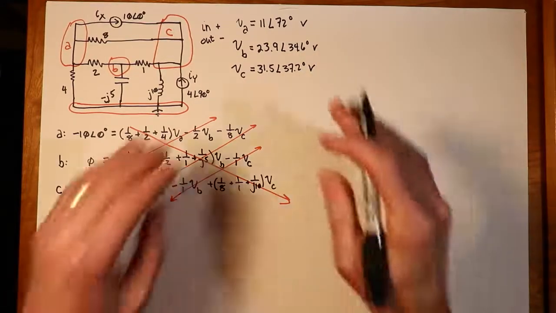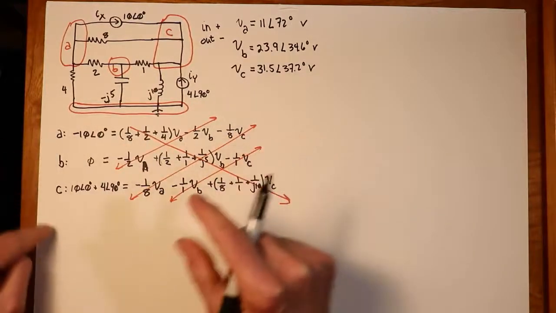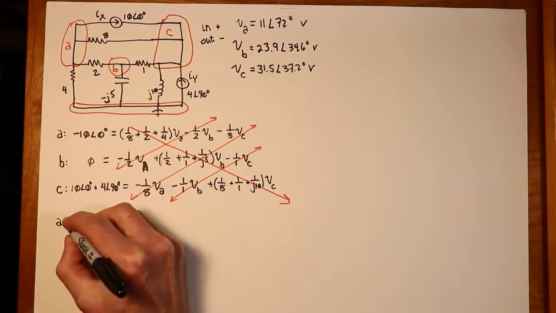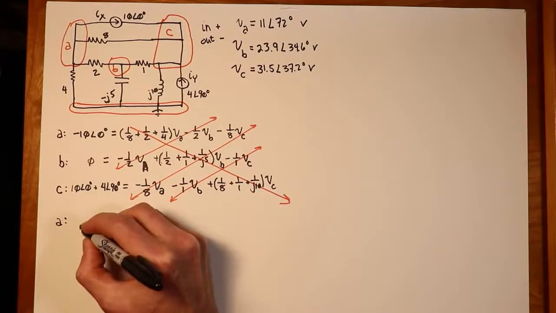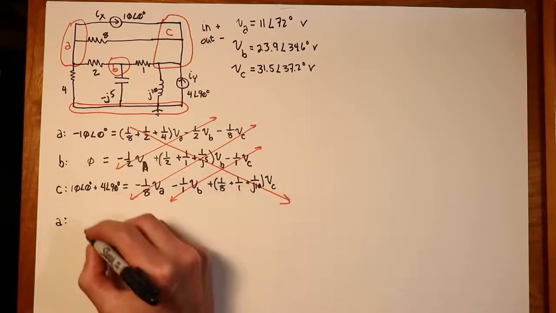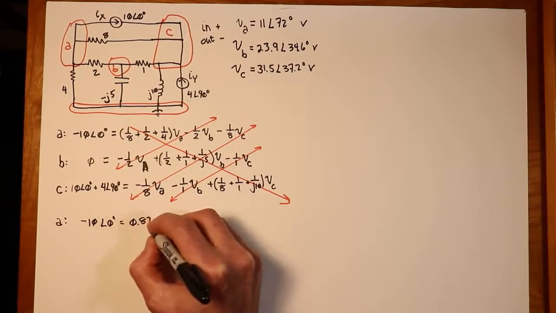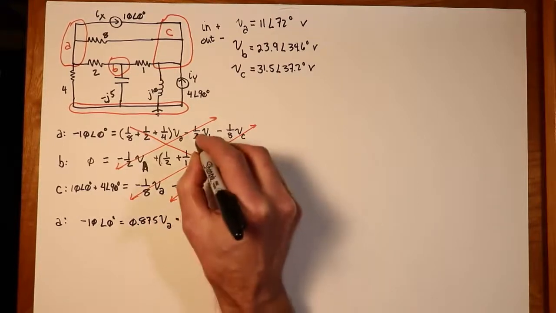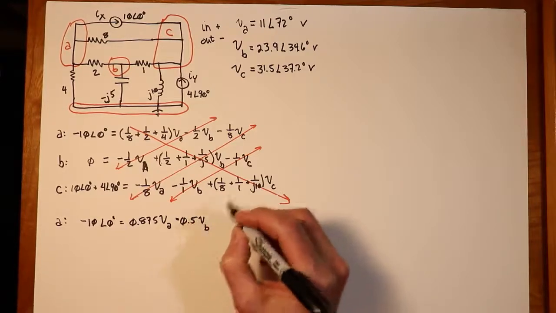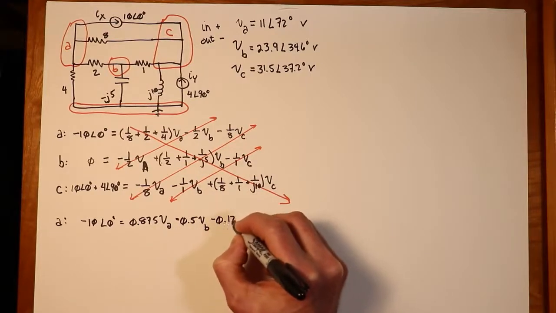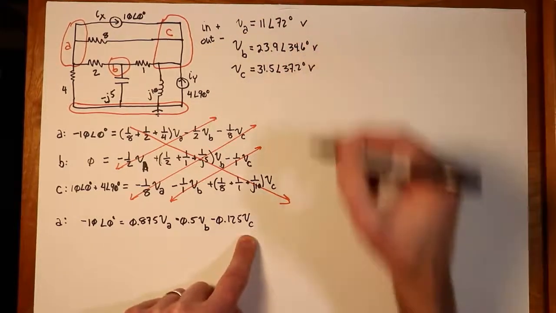All right, so how do we know those are correct? Now, what we could do is simply go back to the original equation. So if I take my equation A here, and we simplify the coefficients, right? The 1 eighth, 1 half, 1 quarter adds up to 0.875. So this is negative 10 at an angle of 0 equals 0.875 VA. And then we have a minus 0.5 for VB. And lastly, minus 0.125 for VC. So you could take the VA and put it in here, and the VB and put it in here, and the VC and put it in there, and see if it all works out to negative 10.